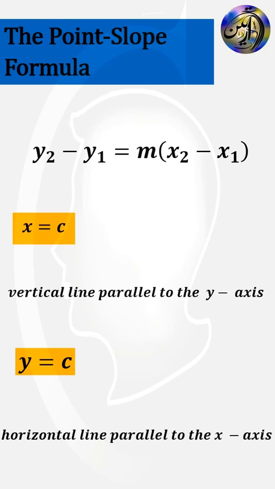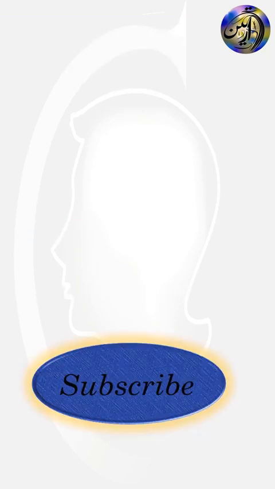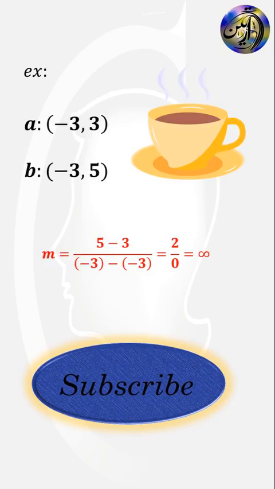Let's find the slope. Change in y divided by change in x. 5 minus 3 is 2. Negative 3 minus negative 3 is 0. So, 2 divided by 0. Can we divide by 0? Absolutely not. Division by 0 is like asking your calculator to divide a pizza among 0 people. It just gives up. So the slope is undefined, which means this is a vertical line.